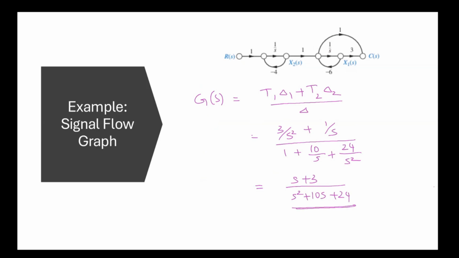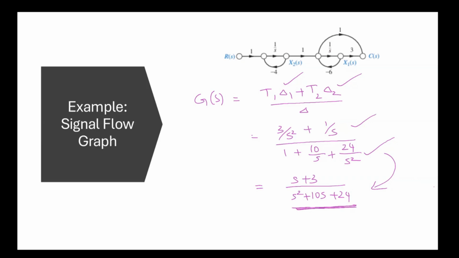So now we are ready to find the transfer function. By Mason's gain formula, the transfer function will be (T1 delta 1 plus T2 delta 2) divided by delta. Here we have two forward paths. Substituting those values and after simplification, we will get (s + 3) divided by (s² + 10s + 24). Now you may have noticed that in the previous three examples we have discussed, the transfer function is the same: (s + 3) divided by (s² + 10s + 24).